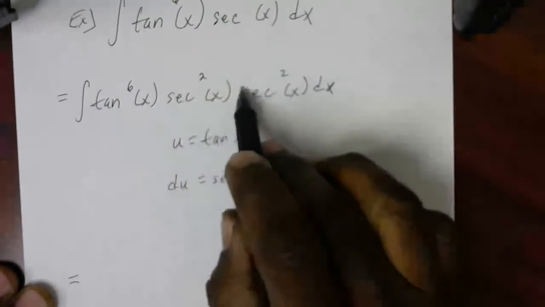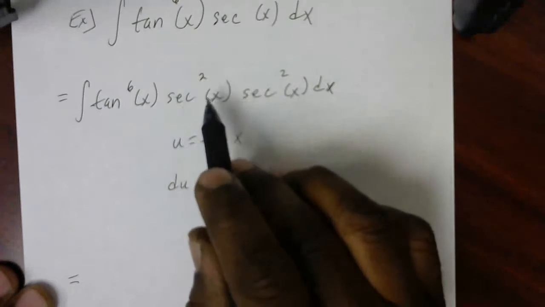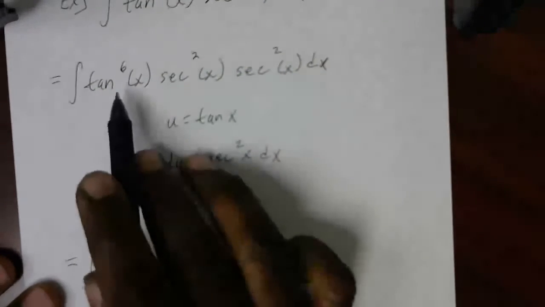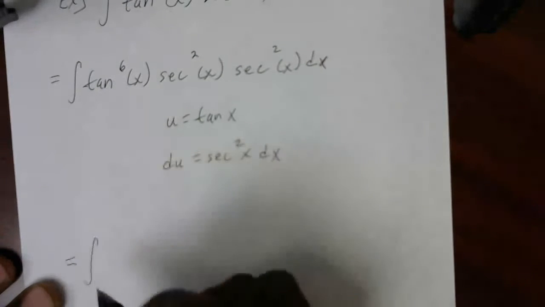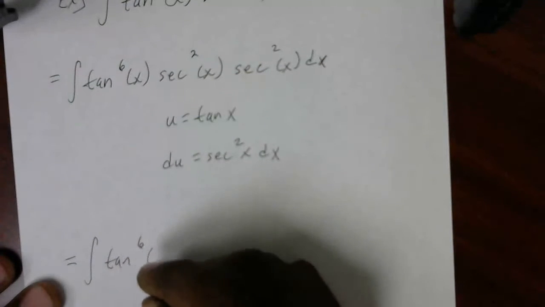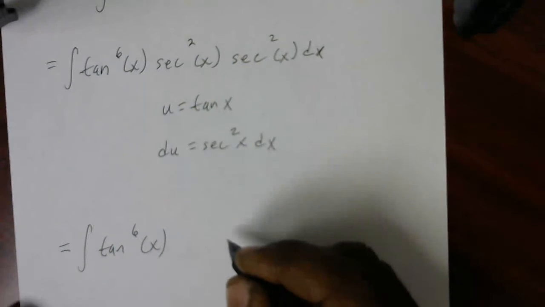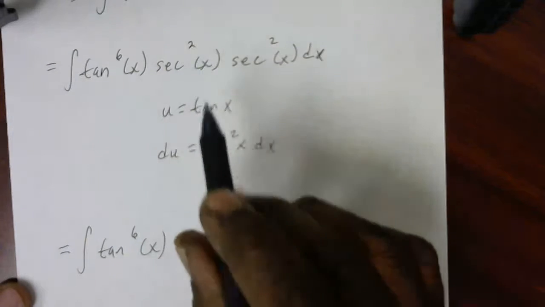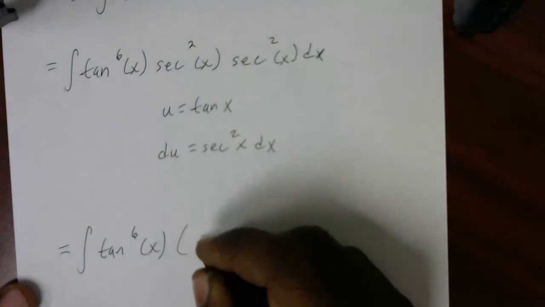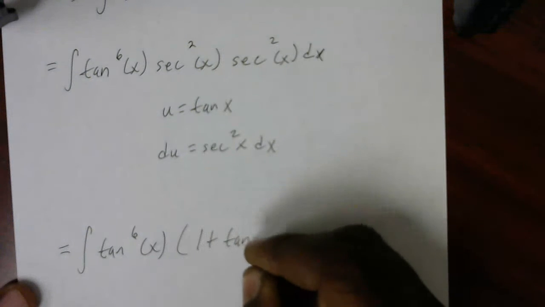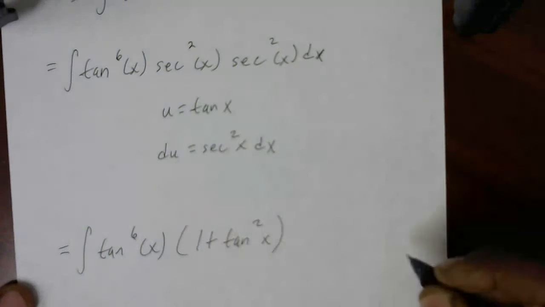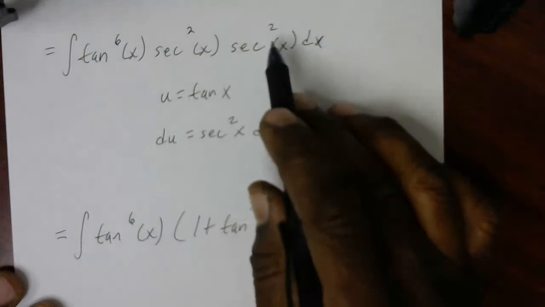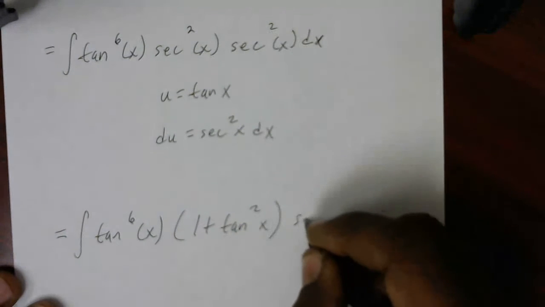All right, so here's what I'm going to do to my extra secant squared x. I'm going to rewrite it. So I'm going to bring this down. This is tangent to the 6th power x. I'm going to rewrite this secant squared x as 1 plus tangent squared x. And I'll show you where this is coming from in a second. And I'm going to bring down secant squared x dx.